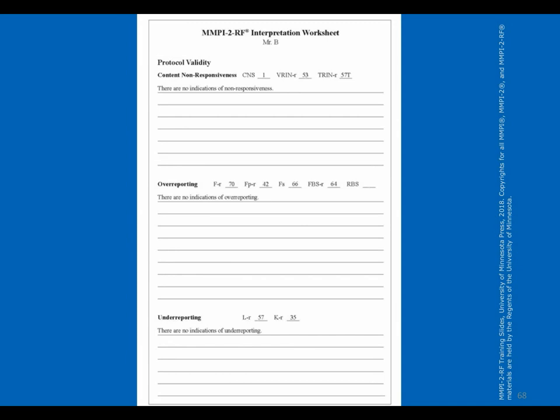At this point, let's work through how we would use the MMPI-2-RF Interpretation Worksheet to help us to interpret Mr. B's MMPI-2-RF scores. What you see here is that all of the scores have been transferred over to the sheet in the appropriate areas for the validity scales, and then we have our interpretations based on the scale scores. And in the case of the validity scales, as we saw earlier, there was no cause for concern. There were no elevations on the validity scales.